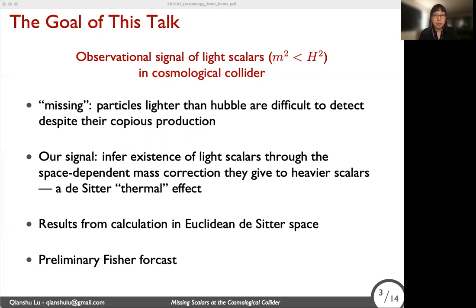And after that, I'm going to describe the actual calculation, which was done in Euclidean de Sitter space, and also the qualitative and quantitative features of the results from that calculation. And in the end, before I conclude, I will briefly touch on some preliminary Fisher forecasts we did for the observational feasibility of our signal.